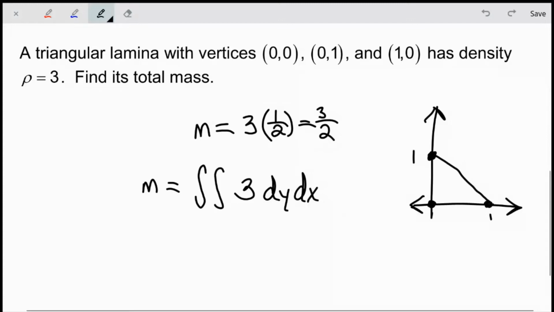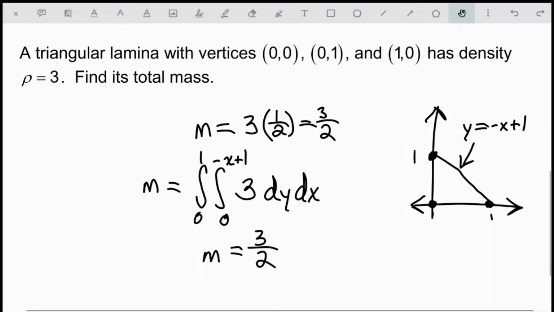And I'm going to choose to integrate with respect to y first this time, primarily because this is the line y is equal to negative x plus 1. So I'm going to integrate with respect to y first, and you can see y would go from 0 to negative x plus 1, which means that my x then goes from 0 to 1. And if we were to solve that out, you would end up with the exact same thing. Mass is equal to 3/2. Okay, so just keep that in mind.